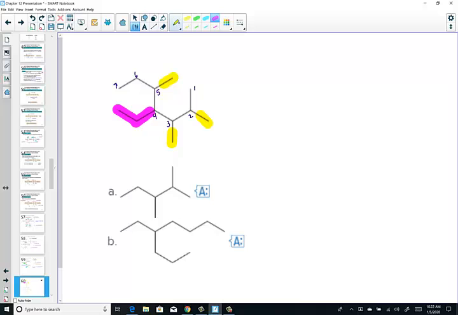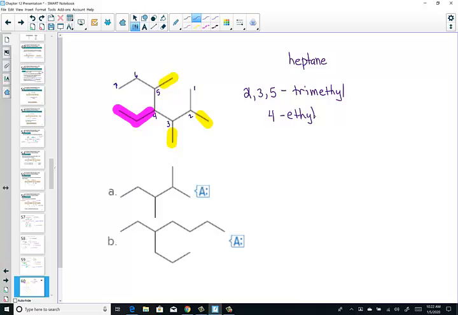Now we go to work naming it. So the parent name I know will be heptane. I can see at carbons 2, 3, and 5 are methyl groups. And I see at carbon 4 is an ethyl group. So those are the 3 parts of our name. We have a backbone of heptane. We have a total of 3 methyl groups located at carbons 2, 3, and 5. And we have an ethyl group located at carbon 4.